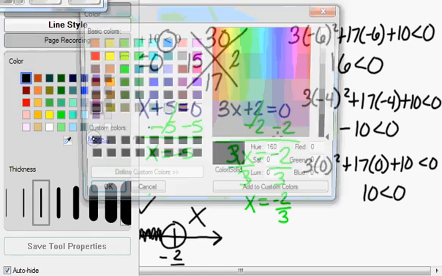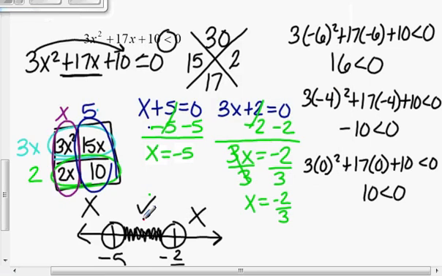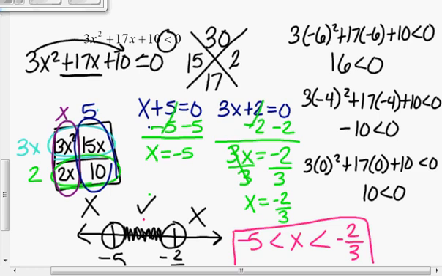So our inequality statement is going to be from negative 5 to negative 2/3 with X in between. Since we shaded above negative 5, X needs to be greater than that. And since we shaded below negative 2/3, X needs to be smaller than that. So our inequality statement is negative 5 is less than X is less than negative 2/3. And that's how you do quadratic inequalities.